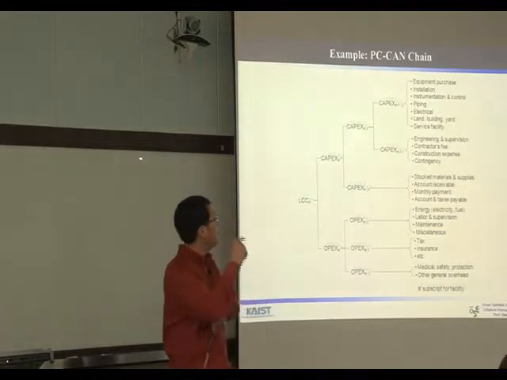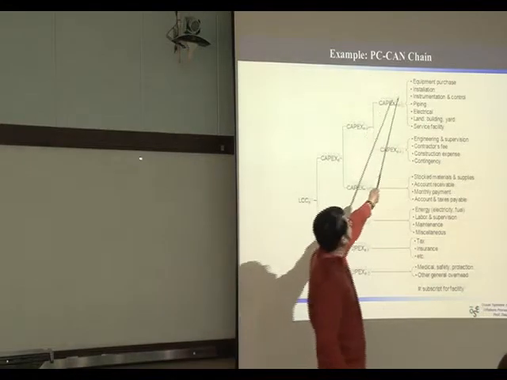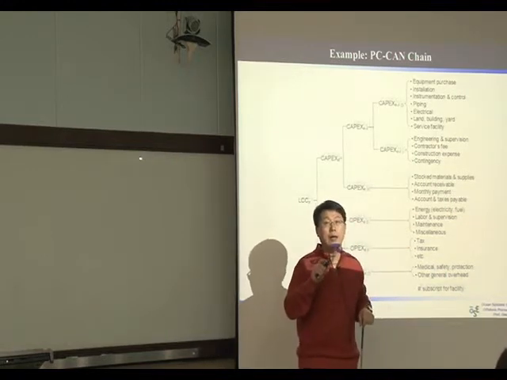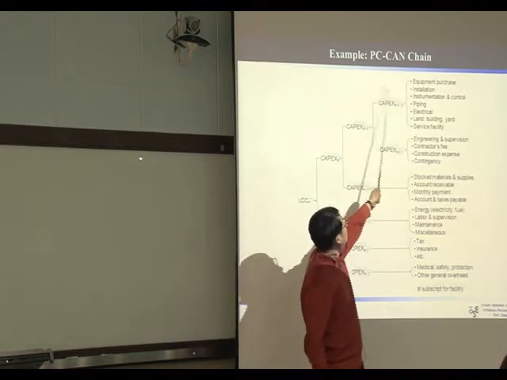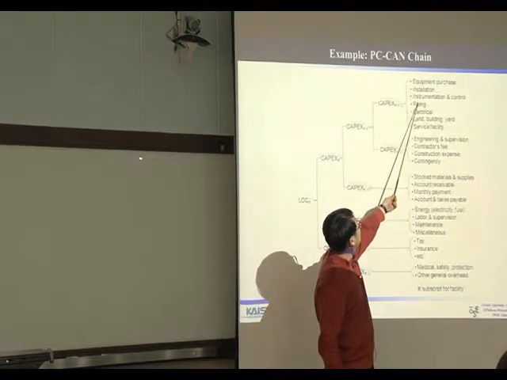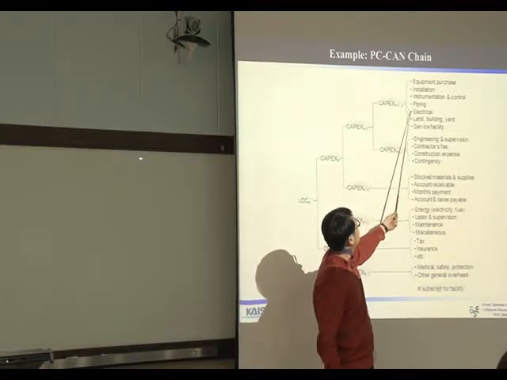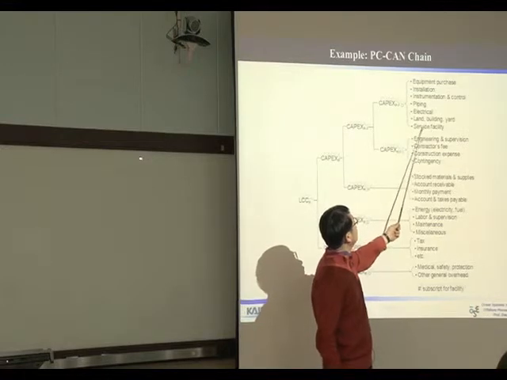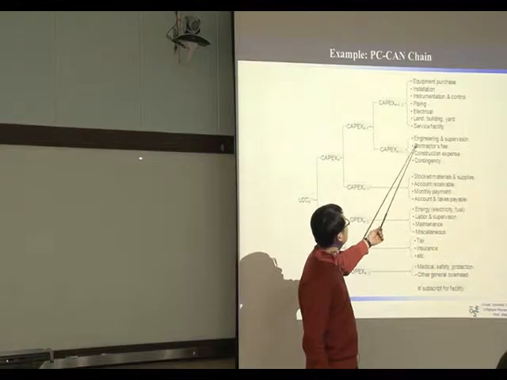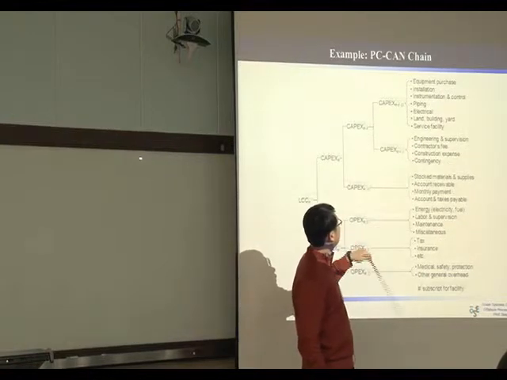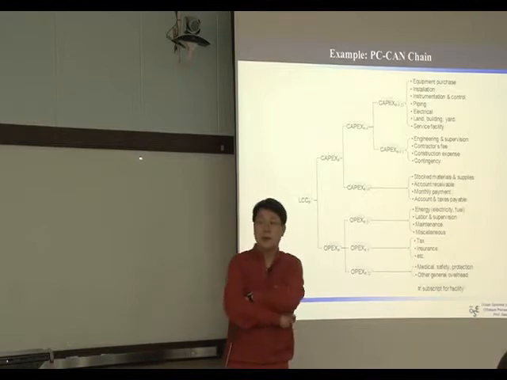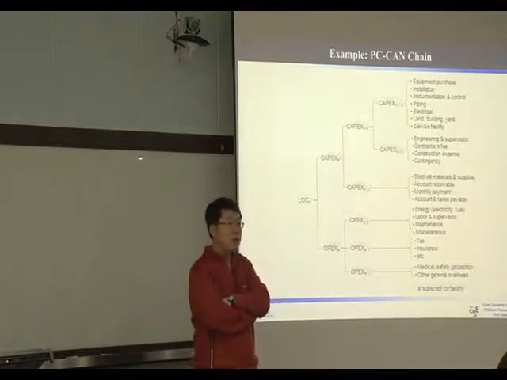They estimated all the components. This is the unit cost element they estimated. For example, they estimate equipment purchase, installation, instrumentation and control, piping, electrical and building service facility, engineering supervision, contractor's fee, blah, blah. They estimated all the values. Can you believe this?